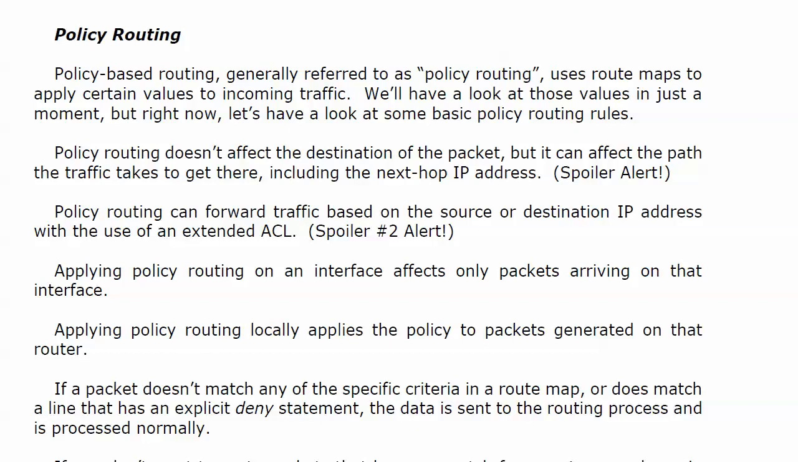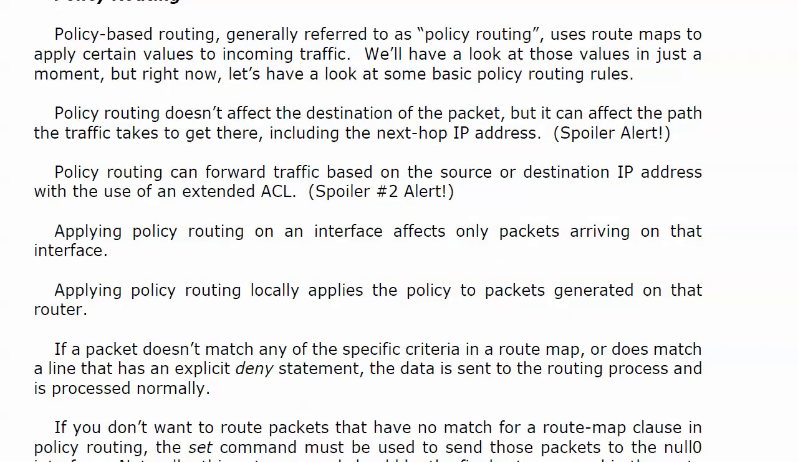Now, here's the other rule. It might take you a minute or two to wrap your head around. If a packet does not match any of the specific criteria in a route map, or it does match a line that has an explicit deny statement, that data is not denied. It is denied policy routing, and what happens is it's sent to the routing process and it's processed normally. Very important rule, because of course, especially after your CCNA training, you've been working with ACLs, the second you see the word deny, your mind tends to go, okay, we're stopping traffic. Well, not in this case. What you're doing is not policy routing that particular traffic.